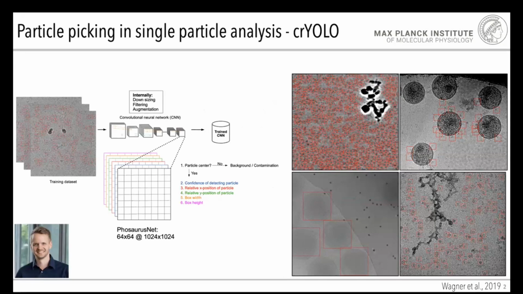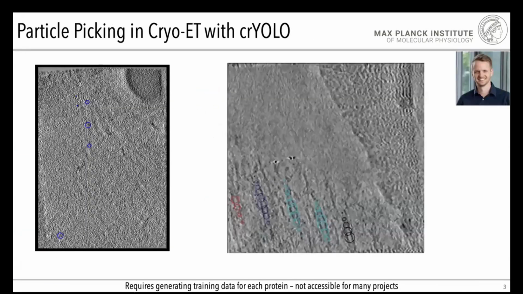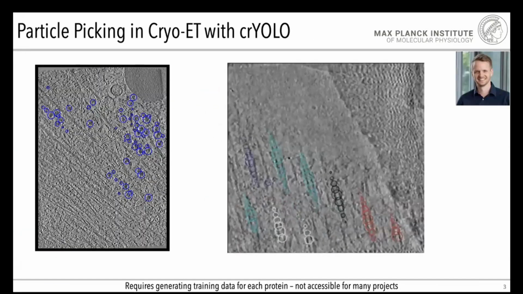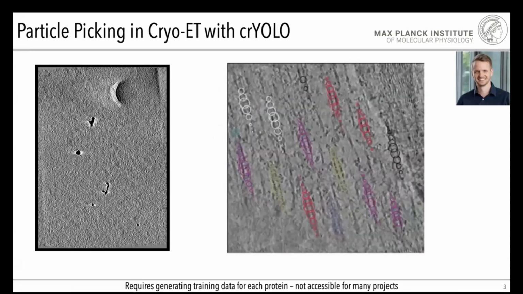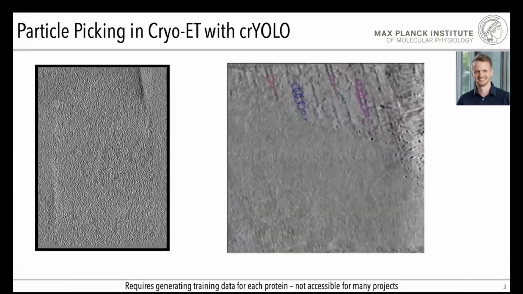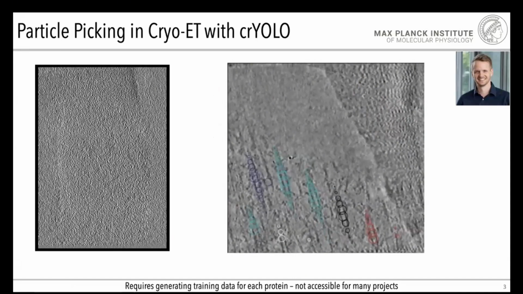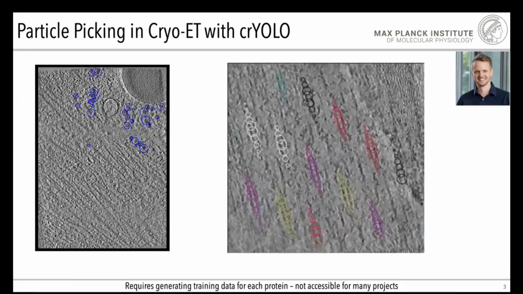Shortly thereafter, our group moved into starting to do cryo-electron tomography. And the first thing was, okay, can we apply Cryolo to tomography? And the answer was sure. For example, here on the left, you can pick ribosomes, and on the right, we can pick and trace filaments in a sarcomeric volume. But of course, this came with the caveat that you need to generate training data for every protein that you want to pick.